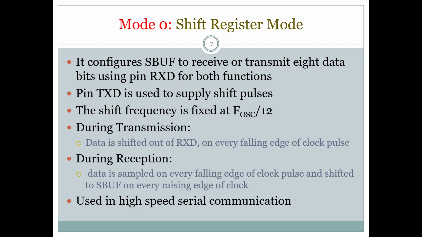It is called very high speed serial communication, because if I take F oscillator operating at 12 megahertz, then the shift frequency is around 1 megahertz, nothing but 10 power 6, that is 10 lakh bits transmitted per second. That's why it is high speed serial communication.